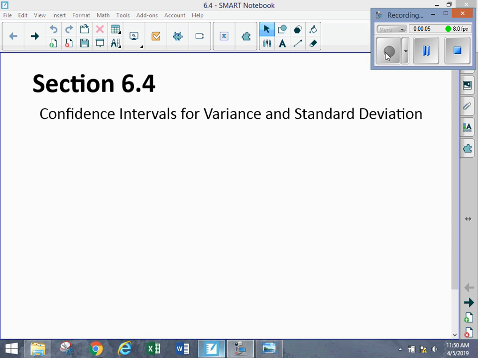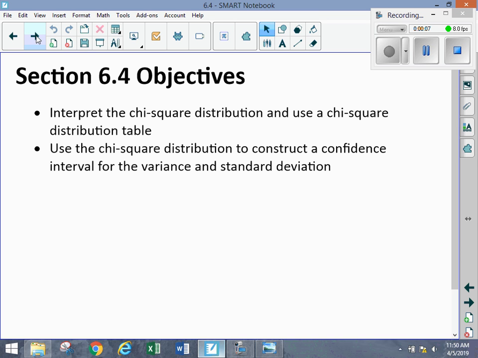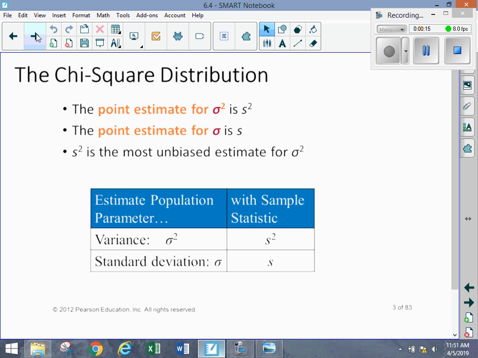So 6.4, here we go. In this lesson, we are just going to do this first one. We're going to interpret the chi-square distribution and use the chi-square distribution table. Our point estimate for constructing a confidence interval for a chi-square distribution is going to be the variance, or the standard deviation, or the variance of the sample.